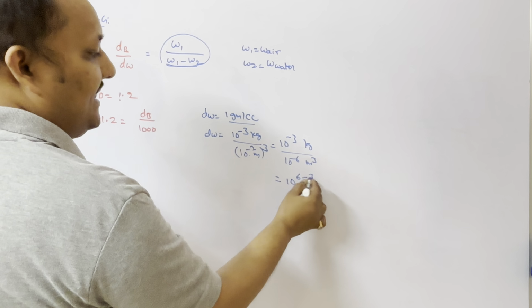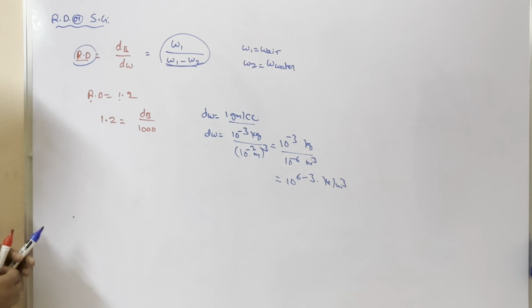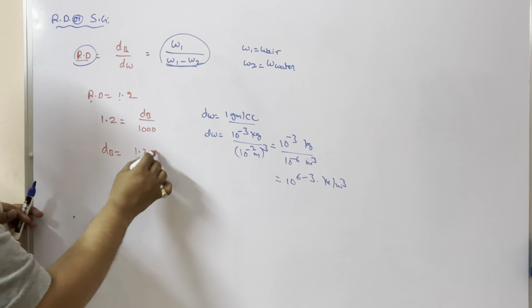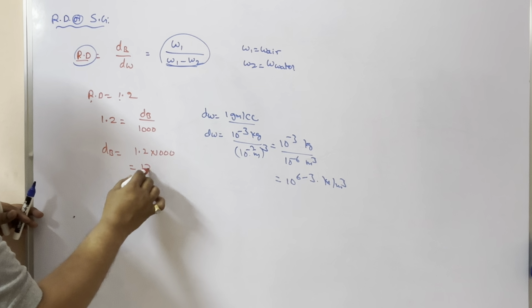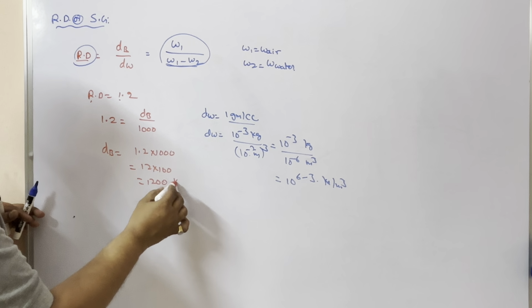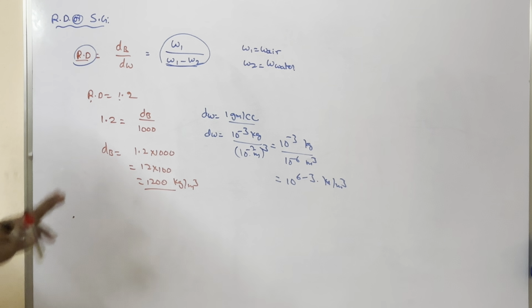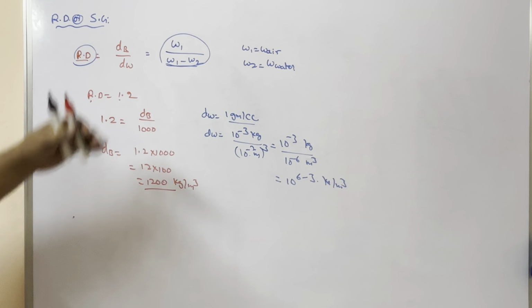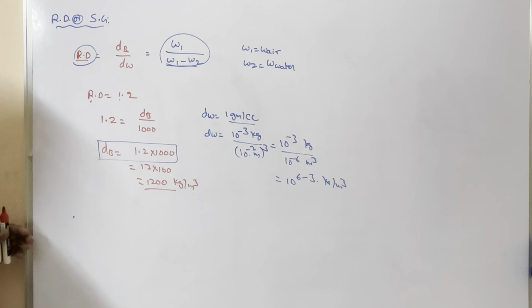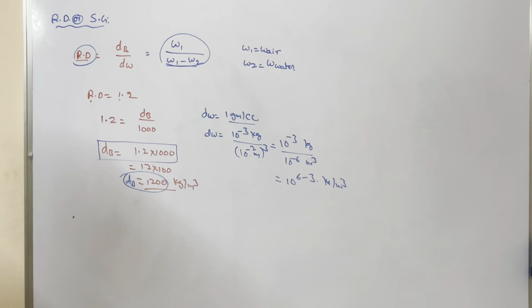10 power 6 minus 3, so kg per meter cube. 6 minus 3 means 10 cube, that is 1000. The density of the body is 1.2 into 1000, so 12 into 100, that is 1200 kg per meter cube. This is the density of the body if they have given the relative density as 1.2. So indirectly they are giving the density of the body by giving the relative density. You should not forget that.